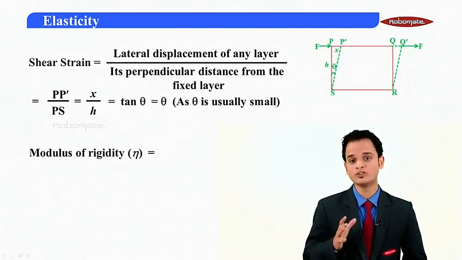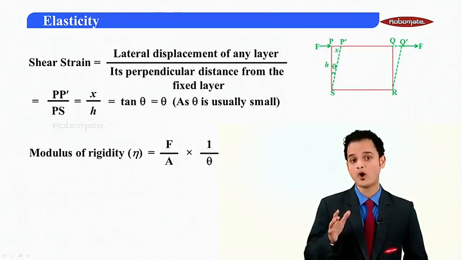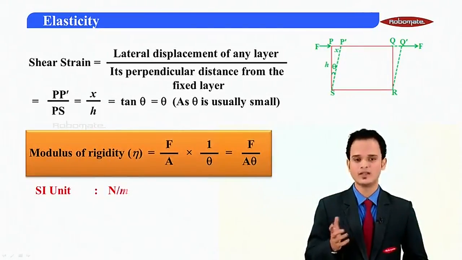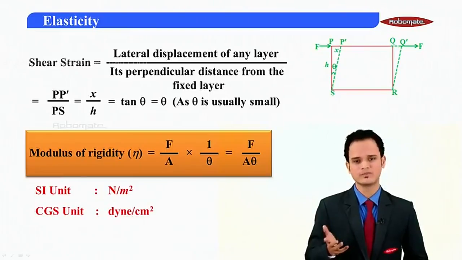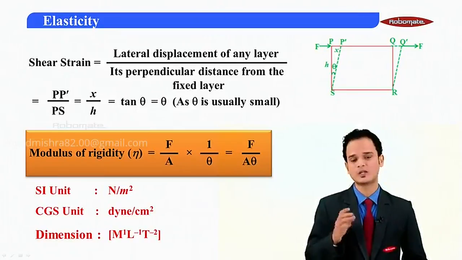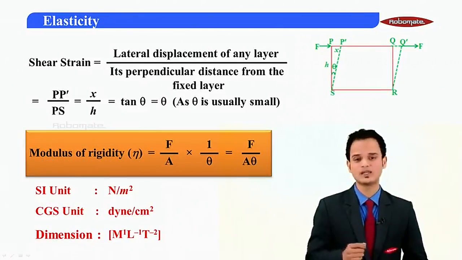So students, modulus of rigidity eta becomes F upon A, which is the value of stress, multiplied by 1 upon theta, that is nothing but strain. So this becomes F upon A theta. SI unit is Newton per meter square. CGS unit dyne per centimeter square, and dimensions are M1, L minus 1, T minus 2. Students, these three are very important as far as the numericals are concerned.